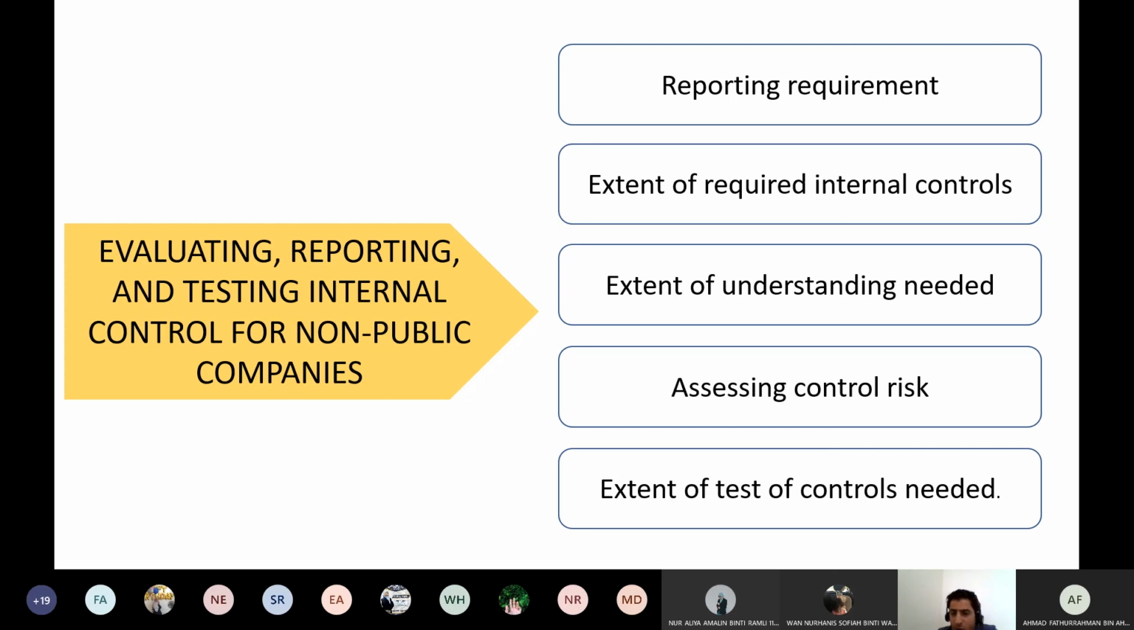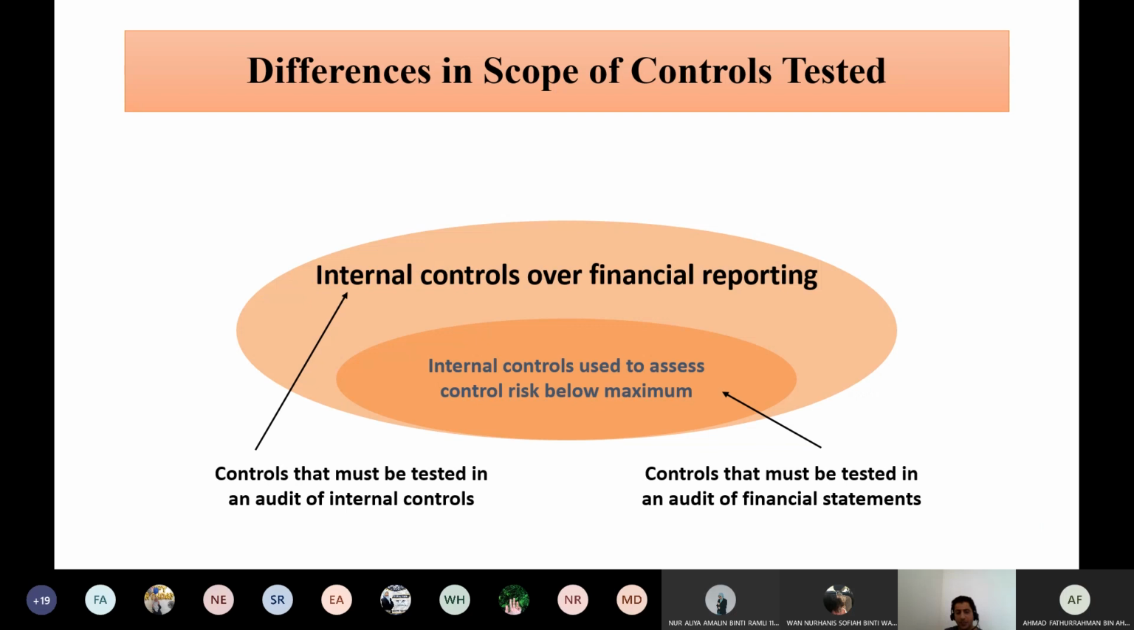Lastly, assessing the control risk. The auditor needs to evaluate the control risk related to the business of that company and give a professional judgment on it. Also, the auditor should determine the extent of test of control needed for this level. Normally it is company by company, based on the company size, type, and also the result of the risk assessment.